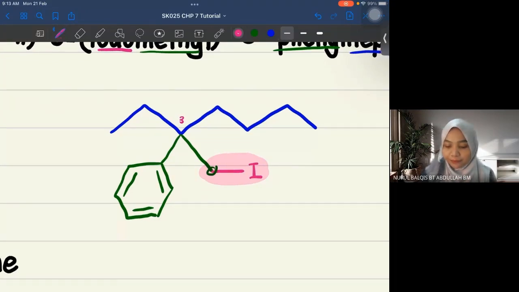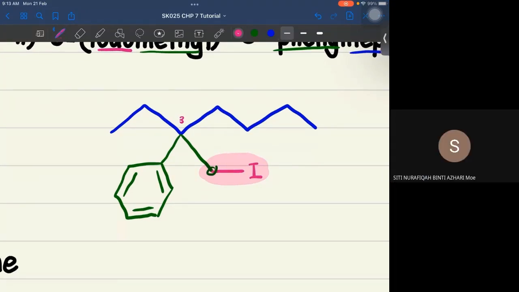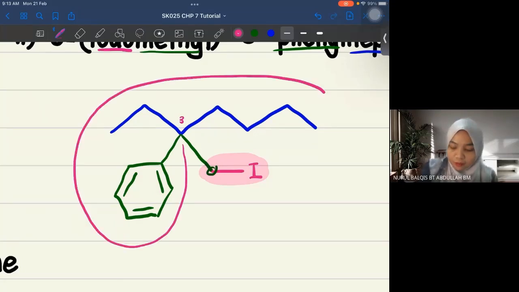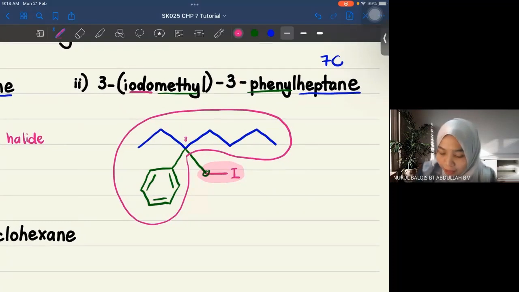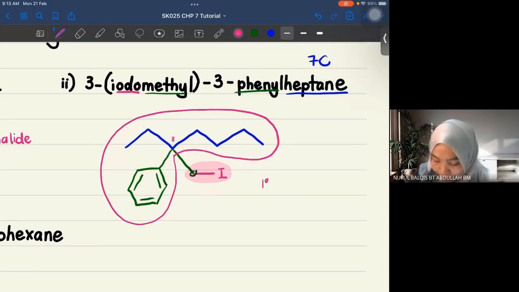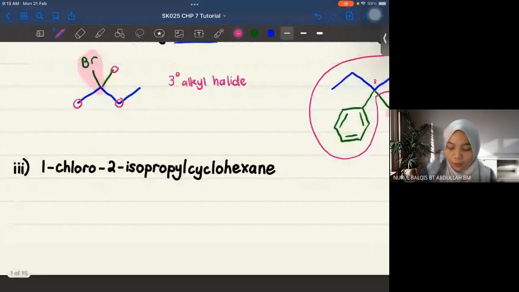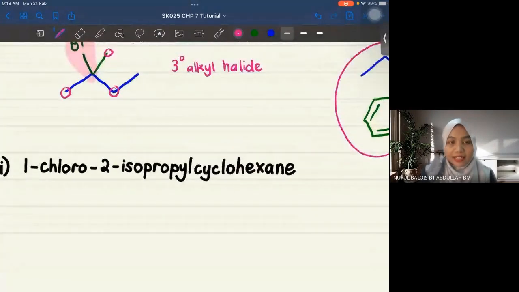Ada berapa? 1. Satu ni, yang besar ni semua dia punya. Okay, so dia adalah primary alkyl halide. Next one. Kita ada 1 chloro, 2 isopropyl cyclohexene.